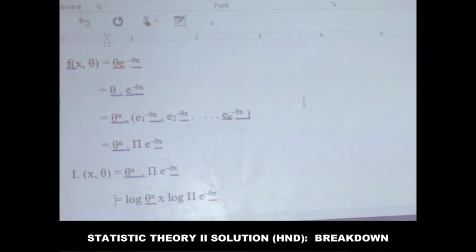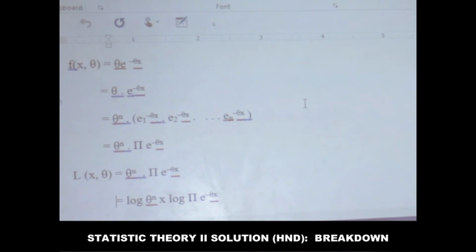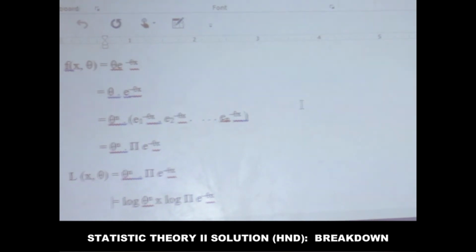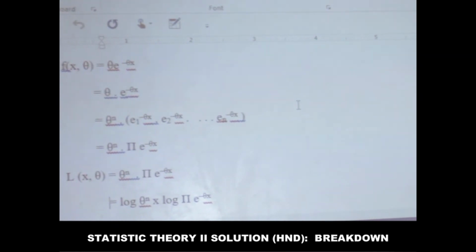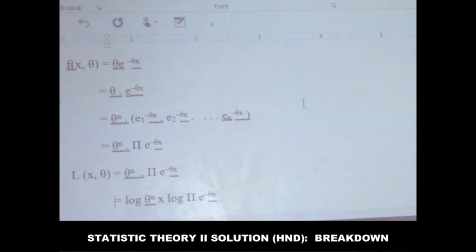Now in this case, since our theta is raised to power n, that's why we have e base n raised to power minus theta x. Now we continue introducing the sigma, which stands for multiplication. Since we have e1 to en, we introduce that sigma to show that e is continuous to en. Now we have theta raised to power n dot sigma e raised to power minus theta x.